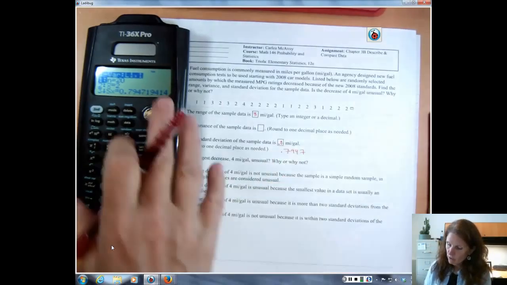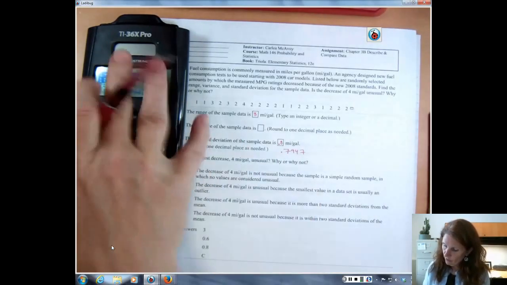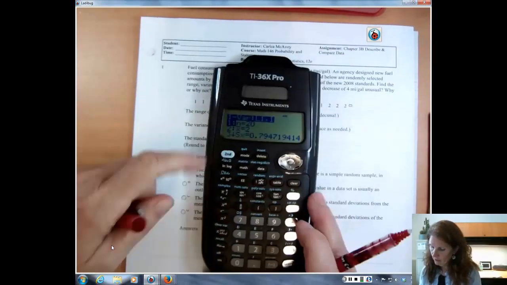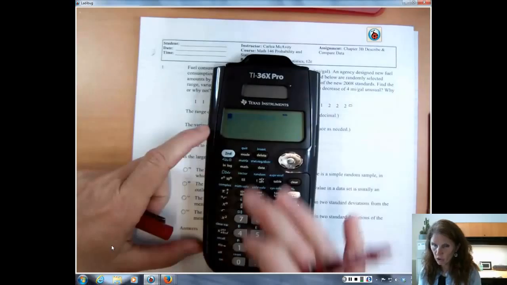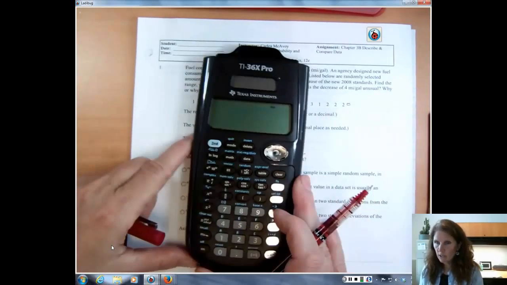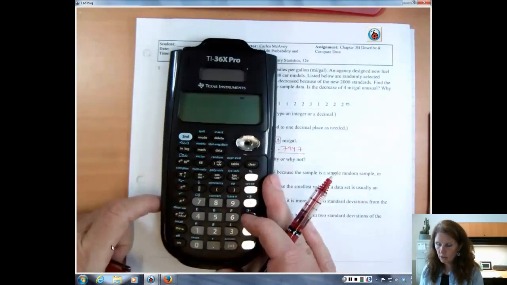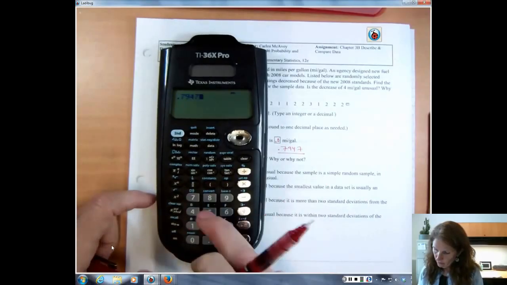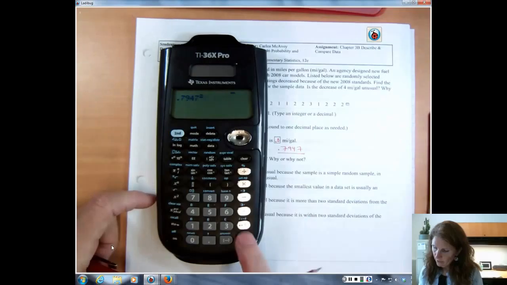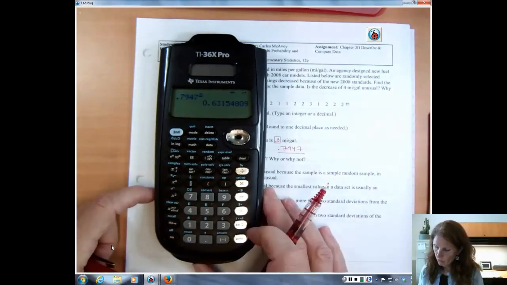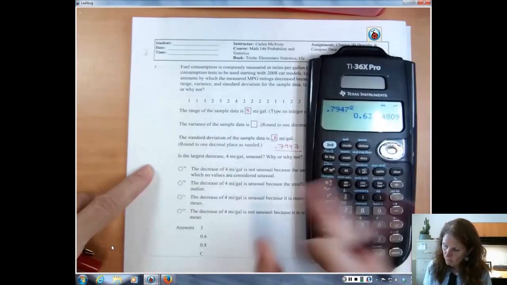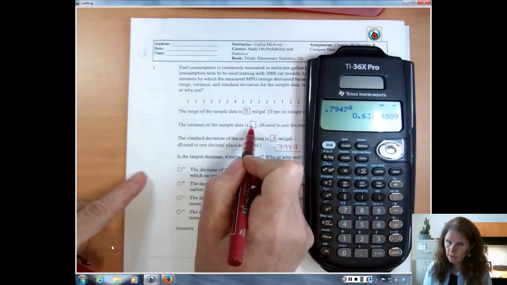But when I do the variance, I'm going to take this to the second power. It gives me more accuracy if I can hang on to that for a second. So second function quit, and then I'm going to do 0.7947, the whole thing squared. And that gives me 0.6315, but because they asked me to round to 1 decimal place, I'm going to call that 0.6.